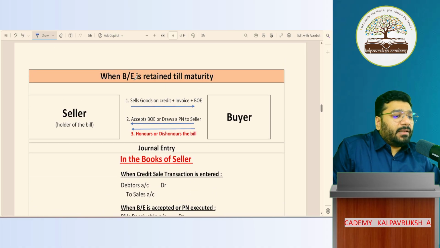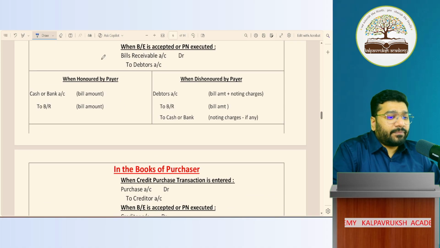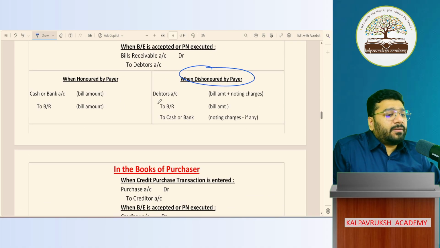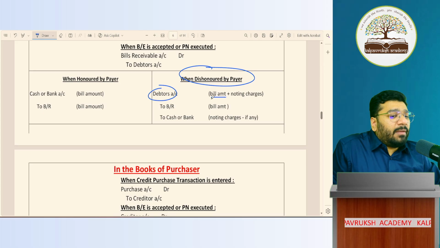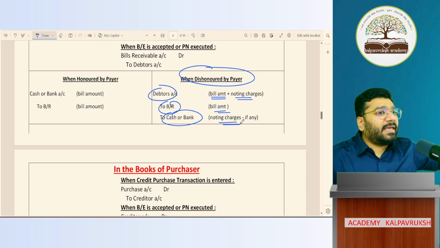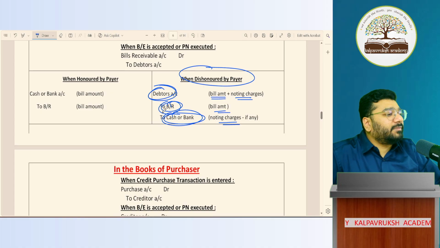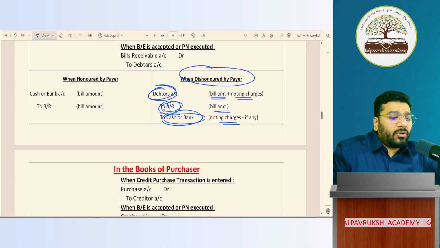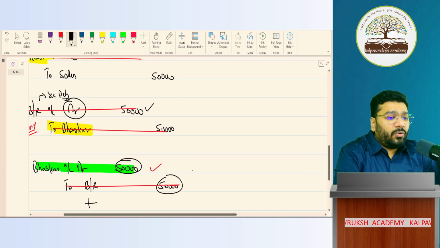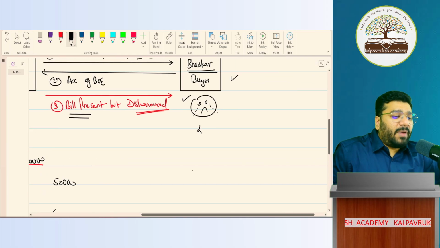When the bill is retained till maturity, what is the journal entry for dishonourment? Debtor account is reopened. Bill amount plus noting charges. To BR, bill amount; to cash in bank, noting charges. Can I say it is the same entry we passed? Debtor is Bhaskar. Bhaskar account debit, to BR, to bank. Same entry we have passed. Okay, not okay.